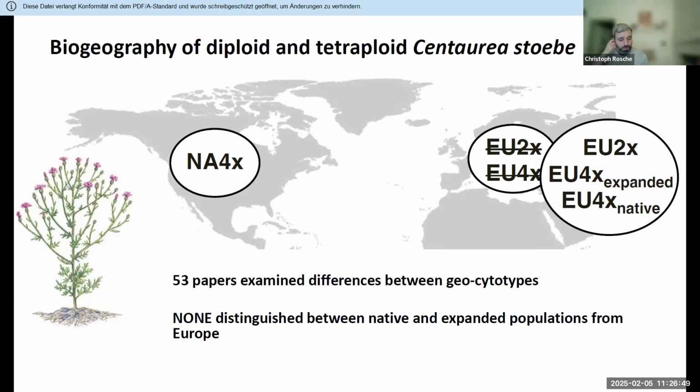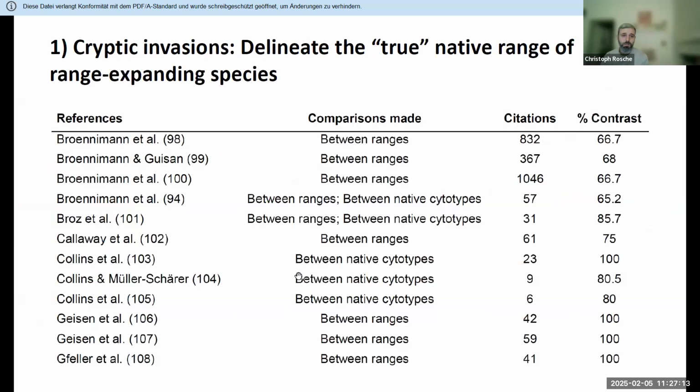The third, with respect to our study species, a particularly interesting scientific problem emerged. So far, there have been 53 publications that examine differences between the geocytotypes, yeah, but none of these studies has distinguished between native and expanded populations when they took European populations. So let me show you this table here.